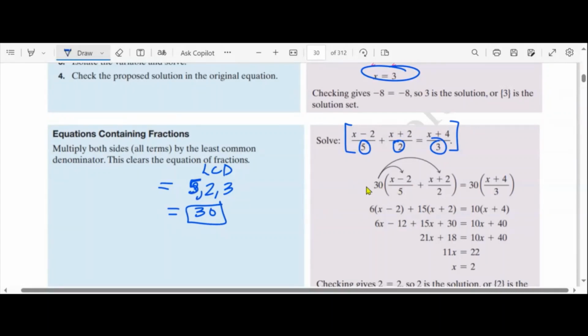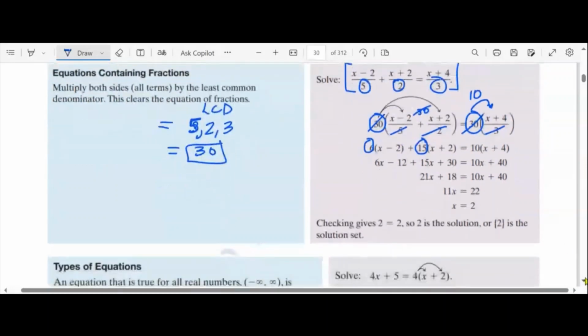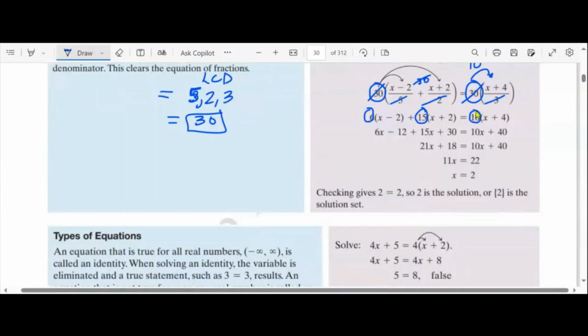Okay, so I'm going to multiply this by 30 how many times? 3 times. Very good. So if you multiply, you cancel the 5 with the 30. What do you get? 6. And you cancel the 30 with the 2. You get what? 15. And then cancel the 3 with the 30. What do you get? 10. Now you're going to have to distribute the 10 how many times? And the 15 how many times? And the 6 how many times? Okay, and then you combine like terms.